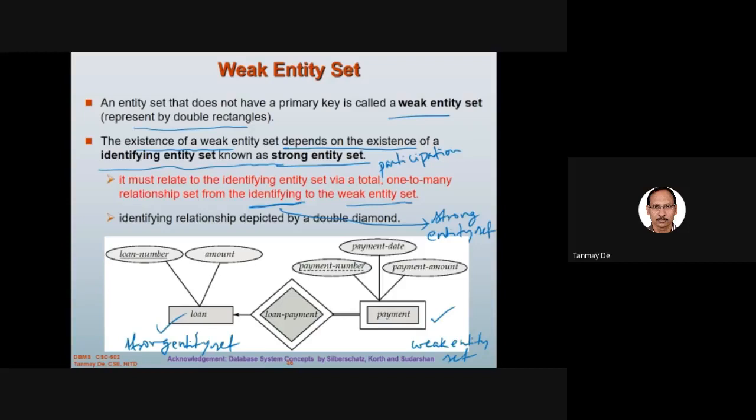you can see here this payment weak entity set, the existence of the payment entity set depends on the strong entity set loan via a relationship loan payment, and when the relationship is associated with the strong entity set as well as the weak entity set, at that time it is reflected by a double line diamond. Okay, it is reflected by a double line diamond. Is it clear? What is a weak entity set, what is a strong entity set is clear. How it is represented in the ER diagram is clear. Or any question?